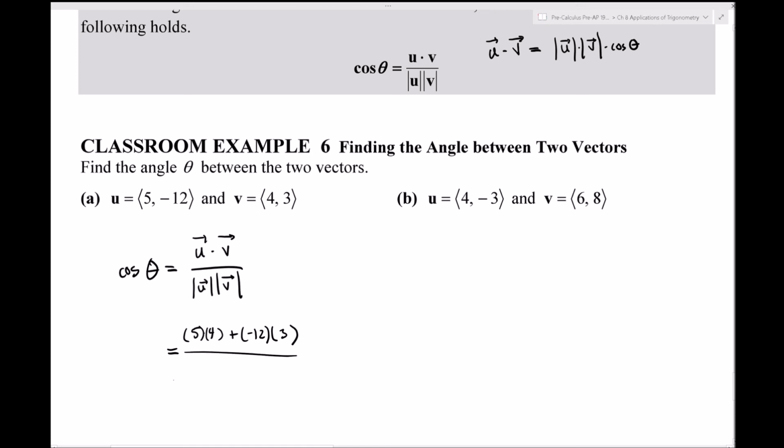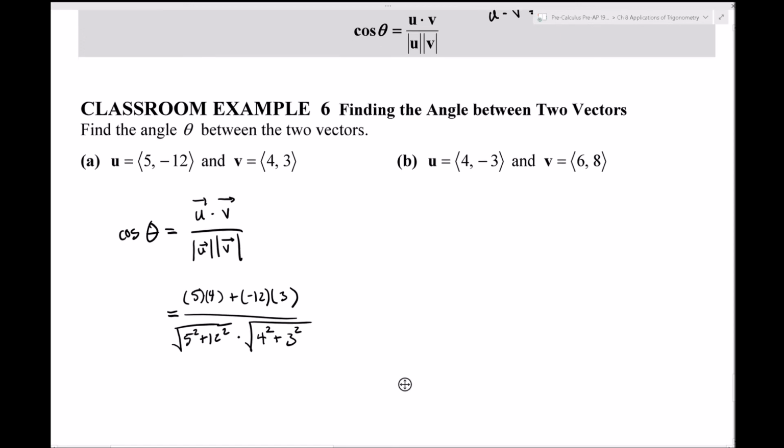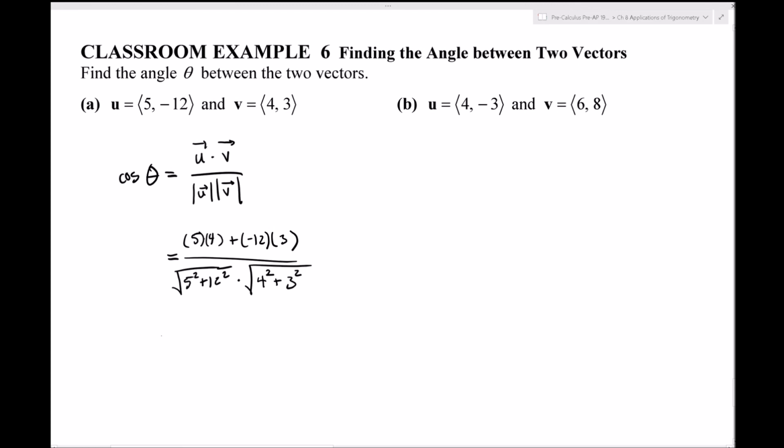So the magnitude for the first is the square root of 5 squared plus 12 squared. The negative doesn't matter because you're going to square it anyway. That gets multiplied by the square root of 4 squared plus 3 squared. I wrote an ugly square here because I accidentally made that a 3. And I have to simplify this quantity. So on the top, 20 minus 36, divided by 5 squared plus 12 squared.